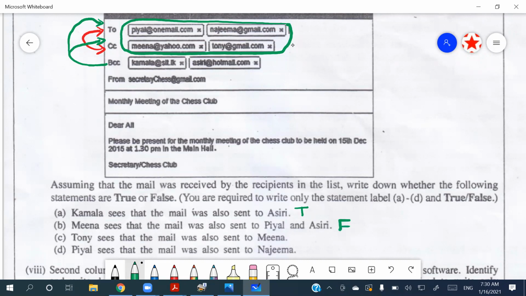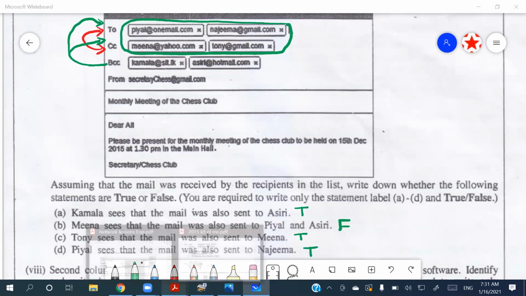And Tony sees that the mail was also sent to Meena. Tony is in the CC, Meena is in the CC. So yes, they can see. And PL sees the mail was also sent to Najima. PL is in To, Najima is in To position. Yes, it is true again.